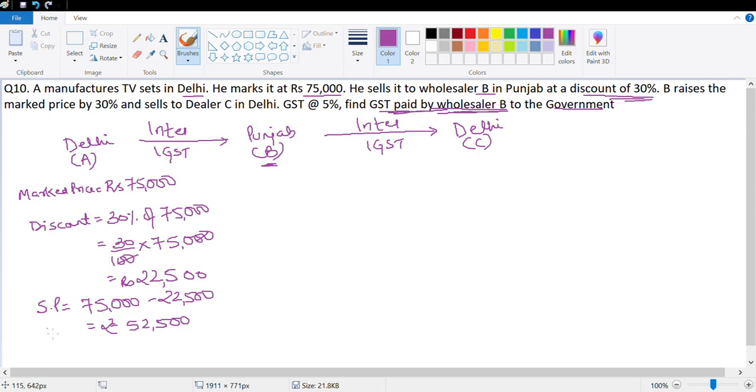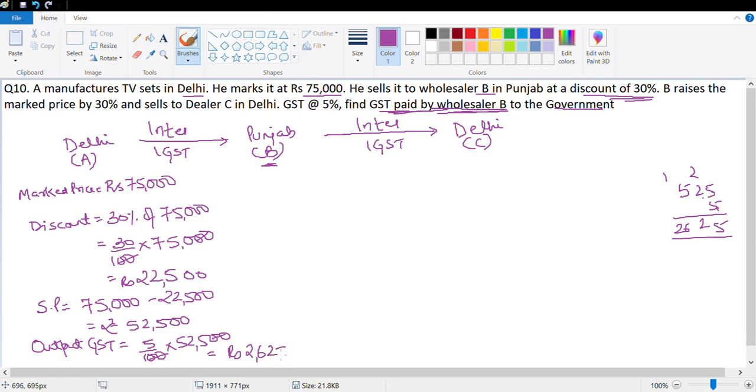So we need to find the GST paid by wholesaler B to the government, which is basically the net GST. So let's calculate the output GST here. Output GST would be equal to 5%. So 5 upon 100 into 52,500. So that's 525 into 5. So this is 5 into 5, 25, 10 plus 2, 12, 25 plus 1, 26. So this is rupees 2,625.